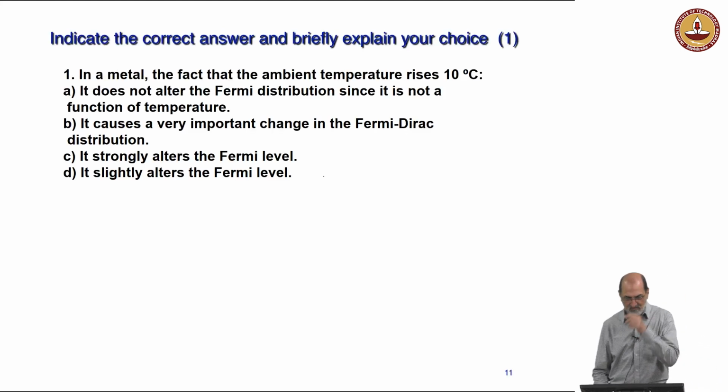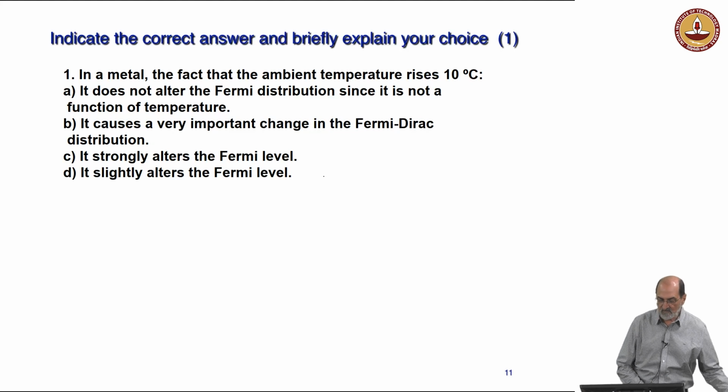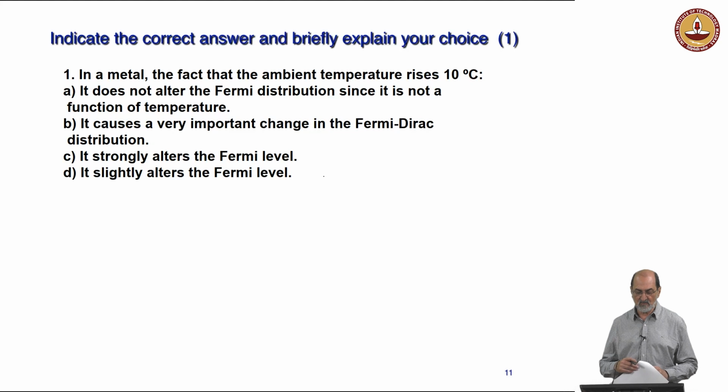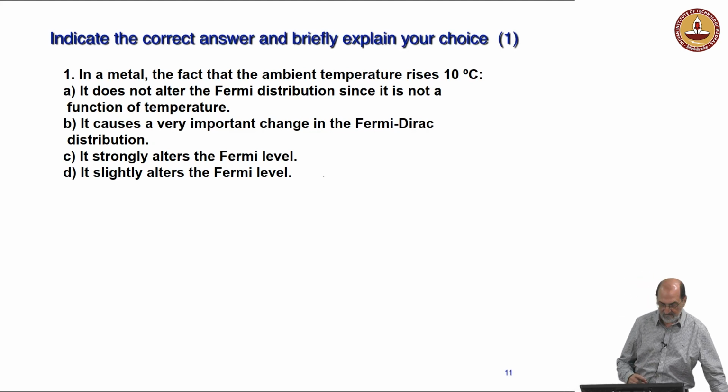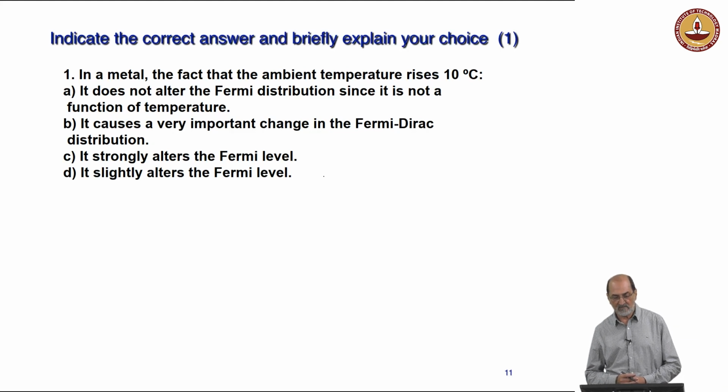Okay. But more complicated things, multiple choice. Here it says that in a metal, if the ambient temperature rises 10 degrees, what does it do? Does not alter the Fermi level distribution. This is not a function of temperature. Or, it strongly alters the Fermi level, because it's a very important change in the Fermi-Dirac distribution. Or, it slightly alters the Fermi level. We have a metal. We change the temperature 10 degrees. What happens? Is the Fermi level going to change? The Fermi distribution essentially is not a function of temperature. It's not going to change.